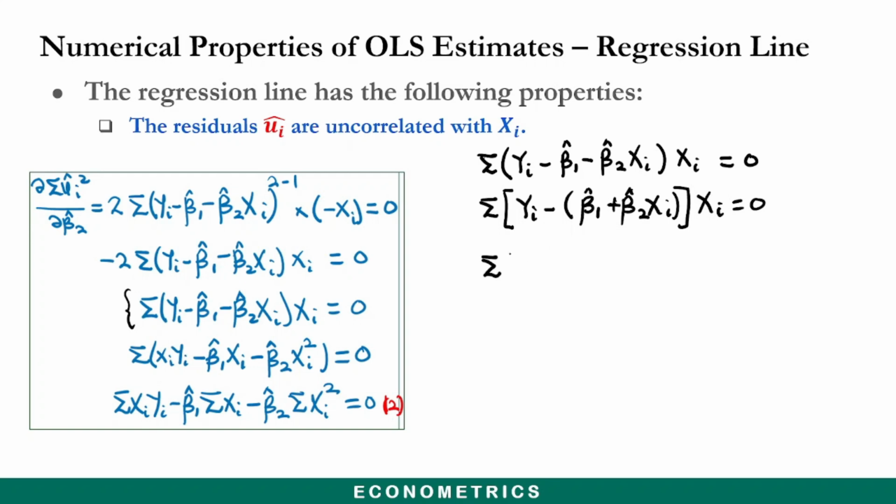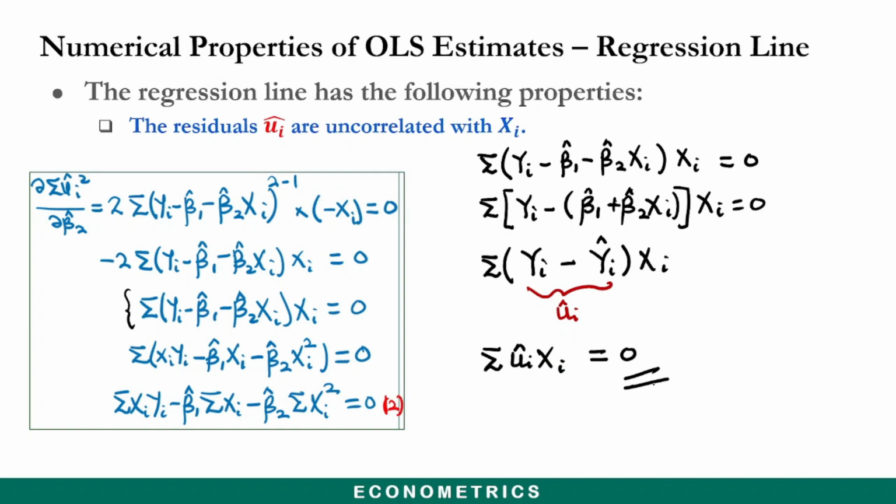So we will have the sum of yi minus these two terms would yield ŷi multiplied by xi. And we also know that this term is ûi, which is the residual term. So we go ahead and write the sum of ûi multiplied by this xi simply equal to 0. So this is also the proof that the relationship between the residuals and that of xi is simply 0. So there is no correlation between the residual term and that of xi.